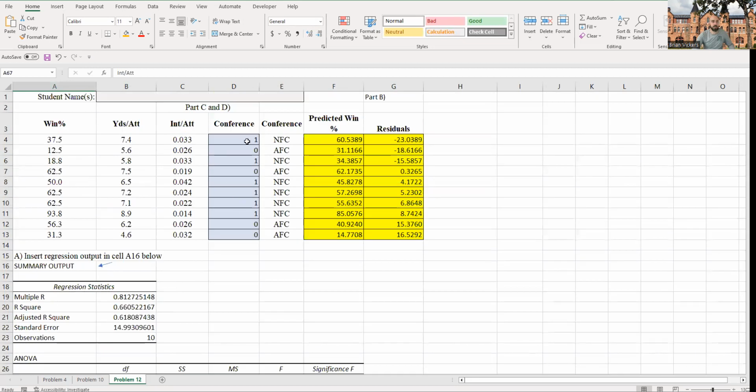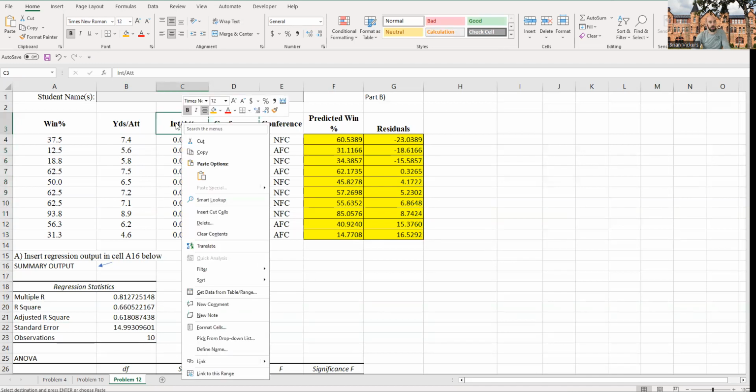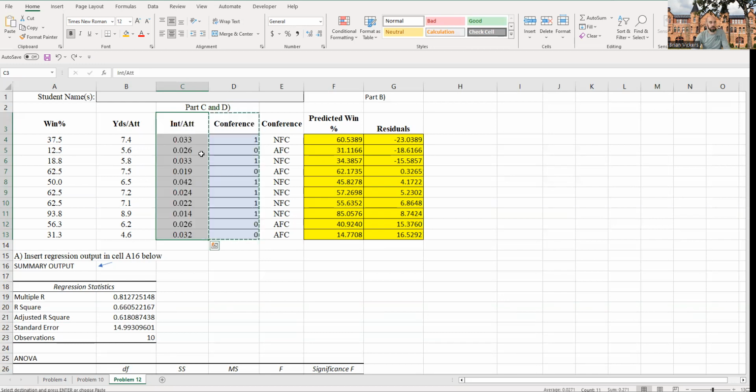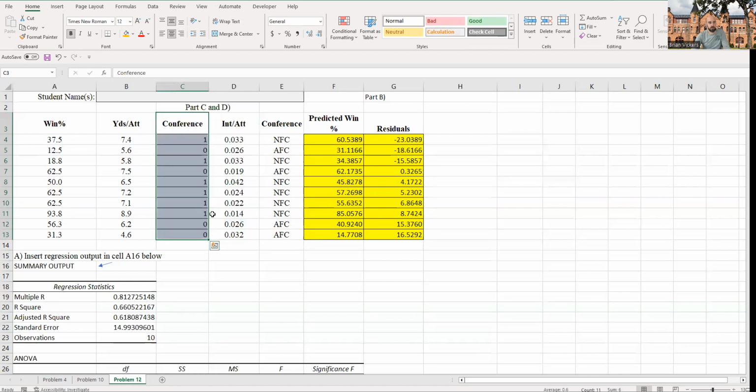All right, let's do it again, but this time I just want to do the conference they're in. So I can cut these, but when I right click and do insert cut cells, if I paste these, it's going to delete that other variable altogether. I won't be able to get it back when I need to run it with all of them. So right click, insert cut cells, and you'll just swap the places around. Okay. Now I can run this again.